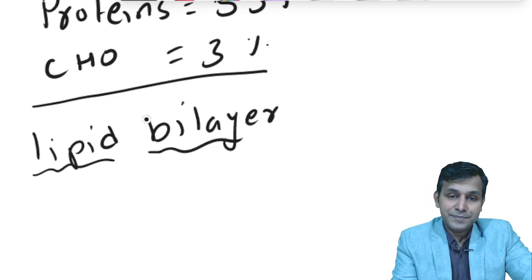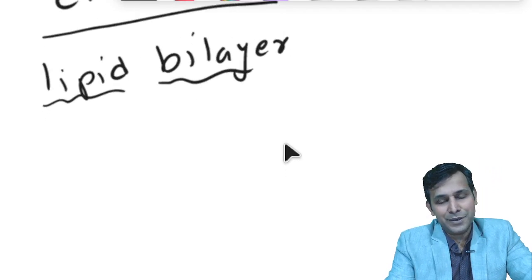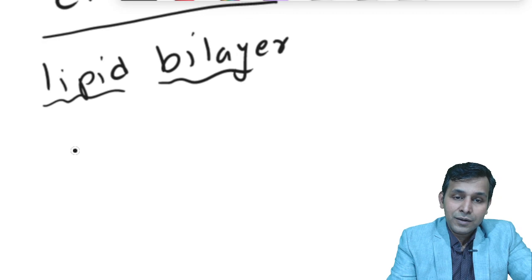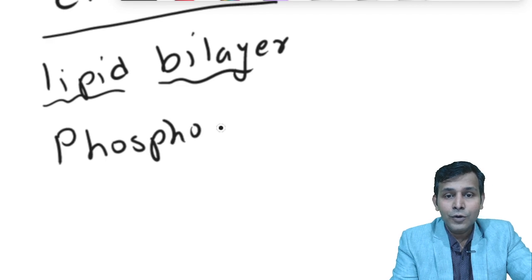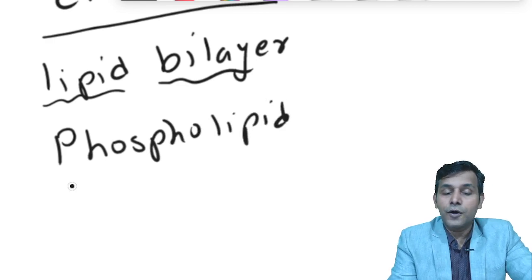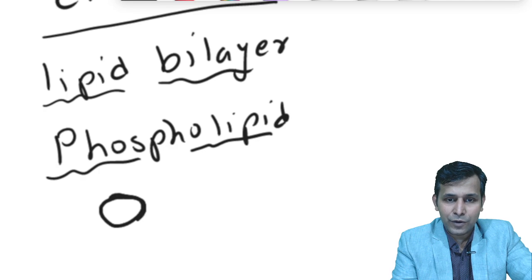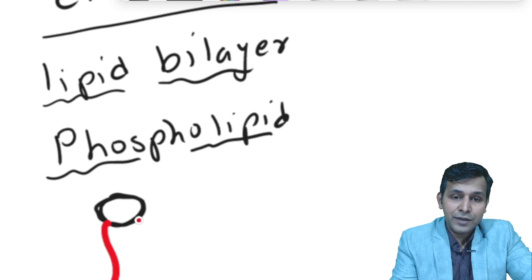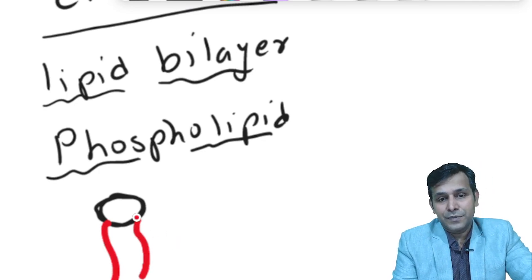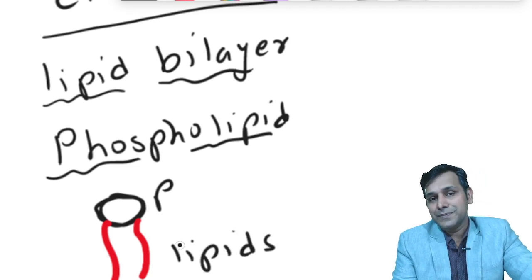Lipid bilayer means there are two layers of lipids in the cell membrane. A lipid which is commonly called a phospholipid. Now this phospholipid is made up of two parts: a phosphoric end, or you can say a phosphate end, and two lipid chains combined to this phosphoric end. The phosphate moiety and the lipid chains, why this arrangement?